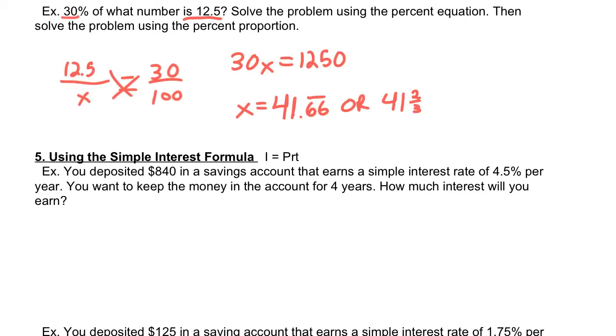Okay, so in this problem again, we're finding the whole. It says 30% of what number is 12.5. And again, using these different things, it's fine. We're going to use proportions each time.